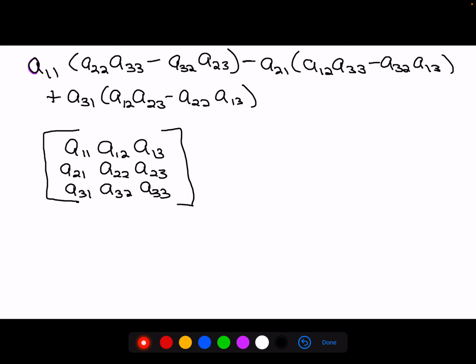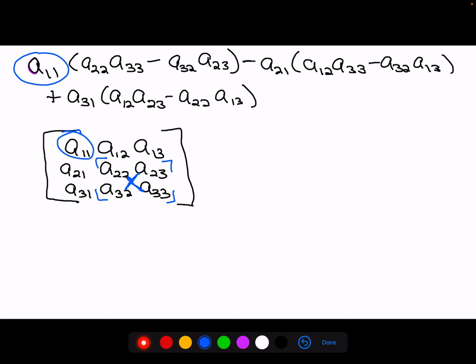All right, let's look at the A11 situation first. You've got A11 right here. Well, A22 and A33 get multiplied together. A32 and A23 get multiplied together here. And then you subtract the results. Well, that's the same thing as finding the determinant of that little matrix.